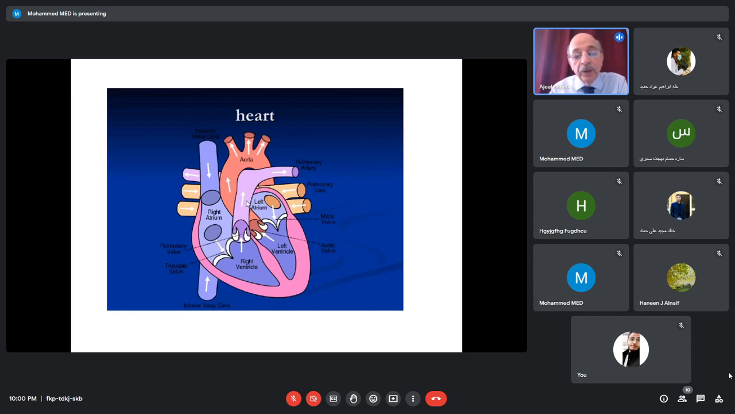So three chambers of the heart are shown on the chest X-ray: the right atrium and the right ventricle on the right side, and the left ventricle on the left side. The left atrium is posterior. The left atrium doesn't usually show normally on the PA view of the chest X-ray, but we can see it only when it enlarges, and I'll show you some examples. Next slide, please.